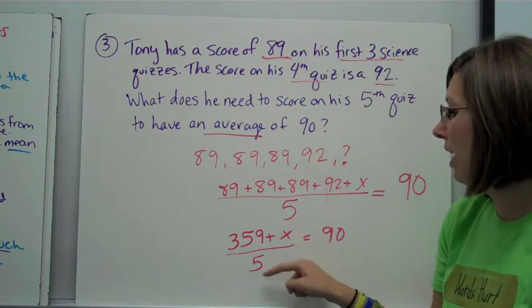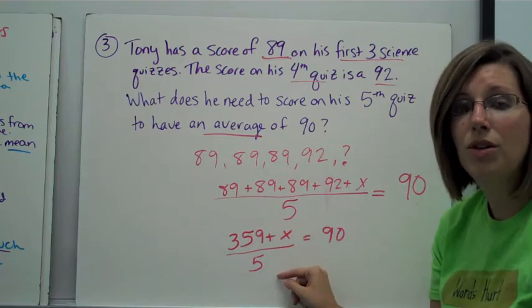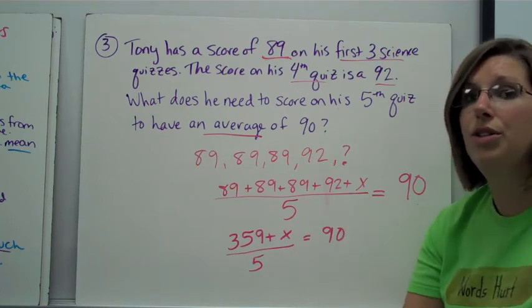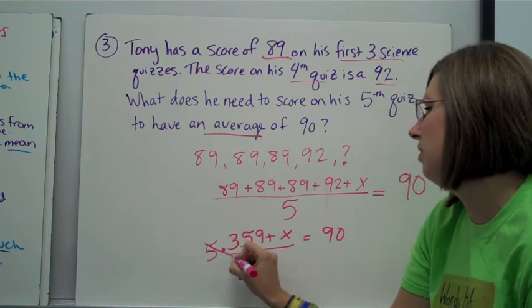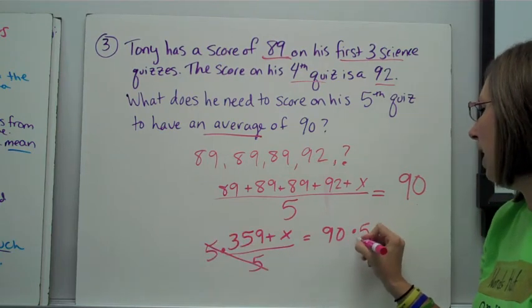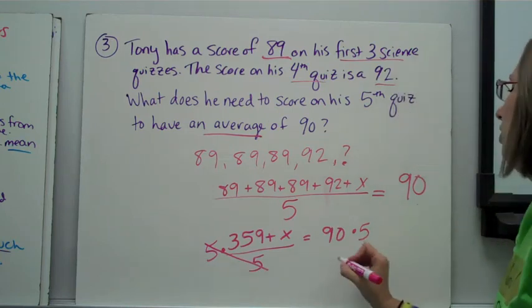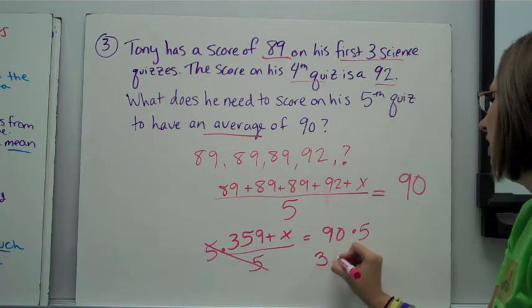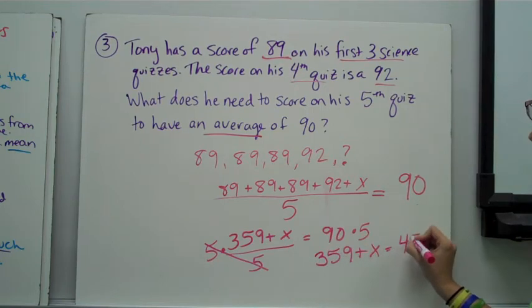So here, all of this sum is being divided by 5. To get rid of or to undo division, I get to use multiplication. So I'm going to multiply both sides by 5. 90 times 5 is 450. So I have 359 plus x equals 450.